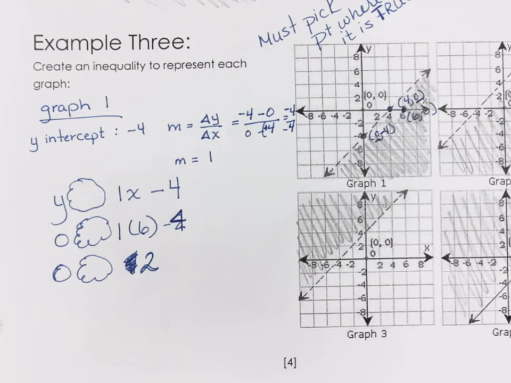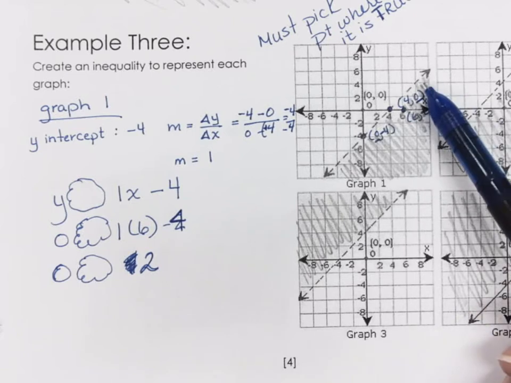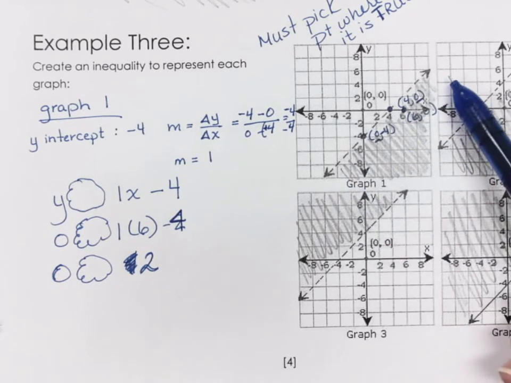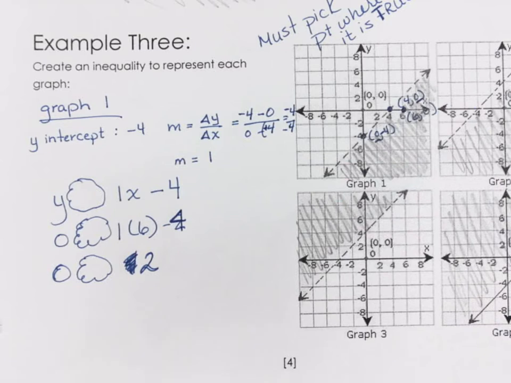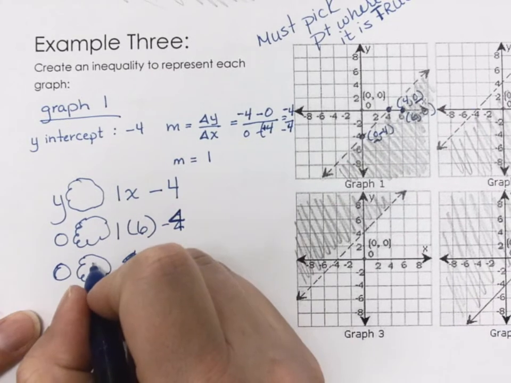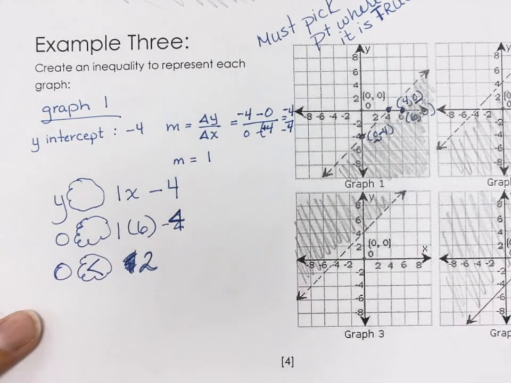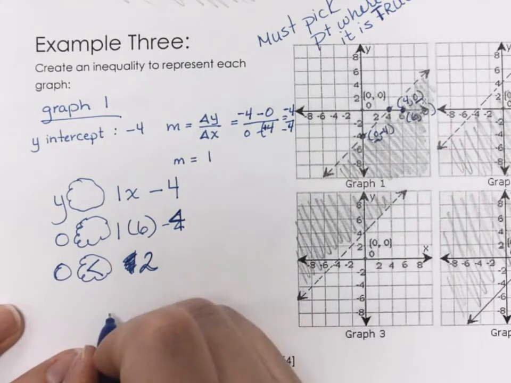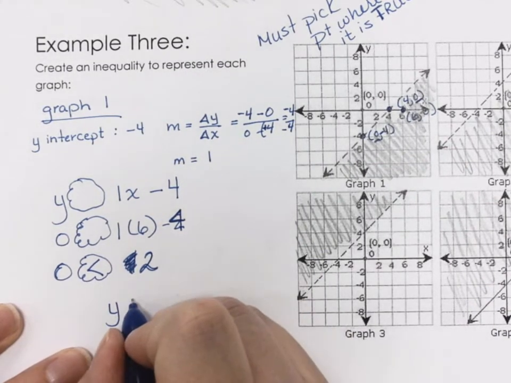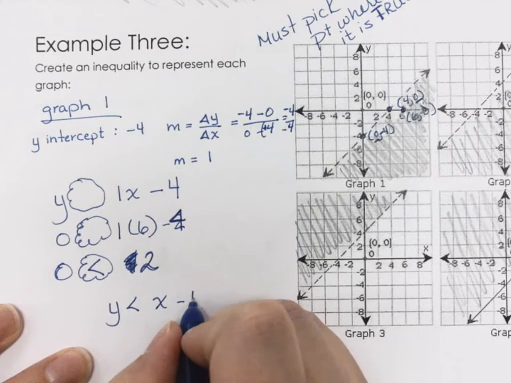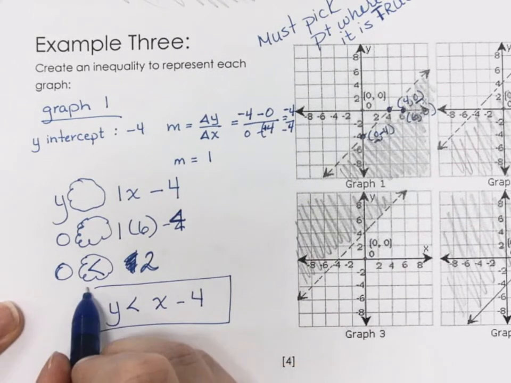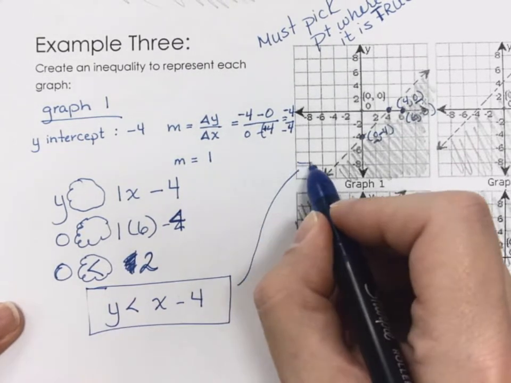Everybody agree with me? Now, do I put equals in there? Brendan's shaking his head no. How come? You're correct, but how come? Because what's this line? It's dashed, right? So it's a dashed line, so I know I don't have an equal sign. So this is going to be 0 is less than 2. So our inequality would be y is less than x minus 4. That's the inequality for graph 1.